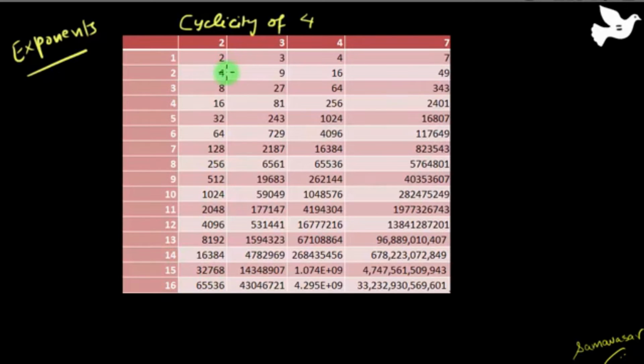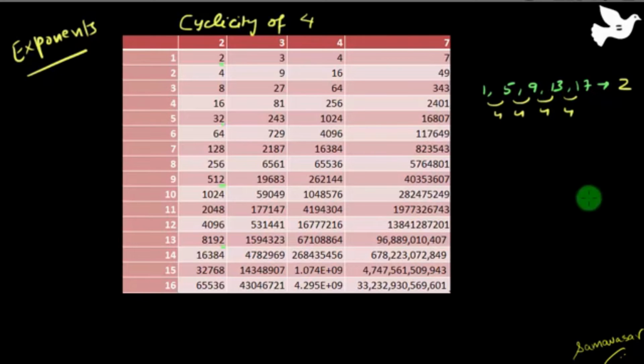Now what I want you to notice in this is, the unit digit of 2 raised to the power 1 is 2. Now if I go to 2 raised to the power 5, again it is 2. Now 2 raised to the power 9, again it's 2. 2 raised to the power 13, again it's 2. So what have we noticed? 2 raised to the power 1, 2 raised to the power 5, 2 raised to the power 9, 2 raised to the power 13, and so on. If you do it further, you will see 2 raised to the power 17 also has the same units digit, which is equal to 2. So if you see, the difference between all these is 4.